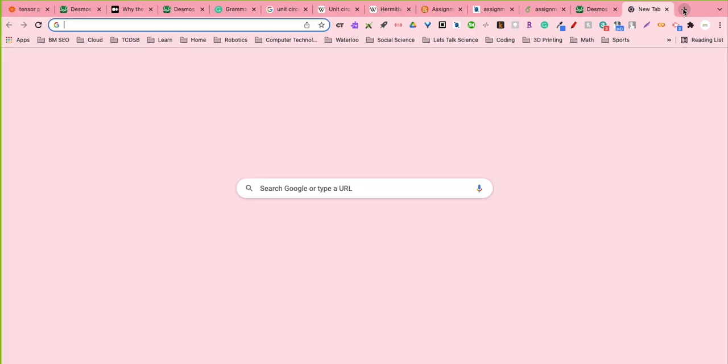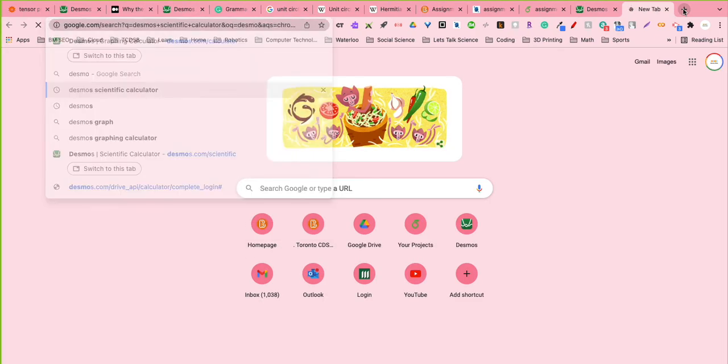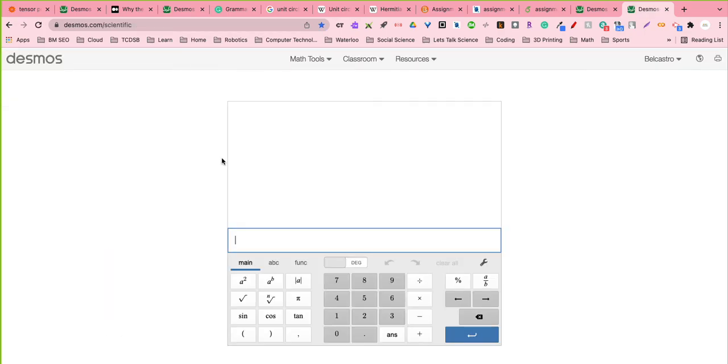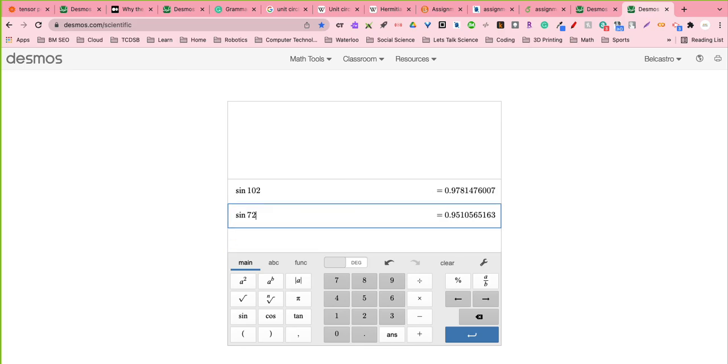Let's do the Desmos scientific calculator. Here we go. So scientific calculator, let's do sine 102 and sine 72. Is that right? Oh no, not 72. 78. There you go. So notice we get the exact same ratio. Well, actually, technically, we get the same decimal value. It's harder to understand as a ratio, but we get the same decimal value. So it didn't matter which one we worked with, which is what I was talking about before.